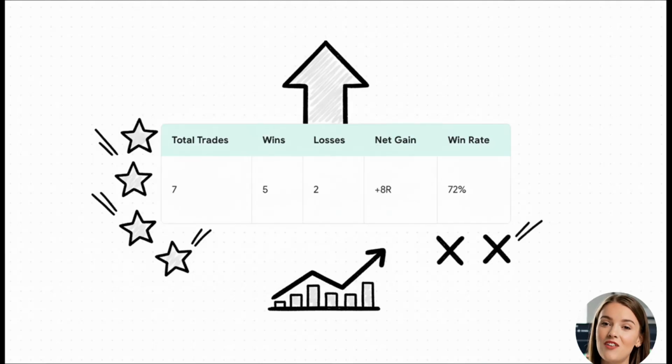So let's tally up the score for Bitcoin, shall we? Over this little period, we had 7 trades. 5 of them were winners, 2 were losers. That gave us a net gain of 8R and a pretty impressive 72% win rate. For a simple system you just follow by the rules, those are some really strong numbers.